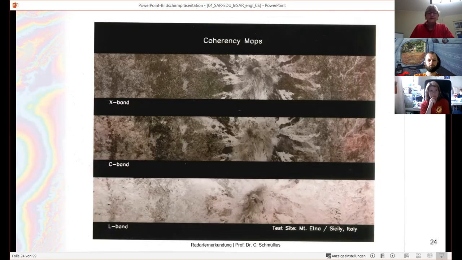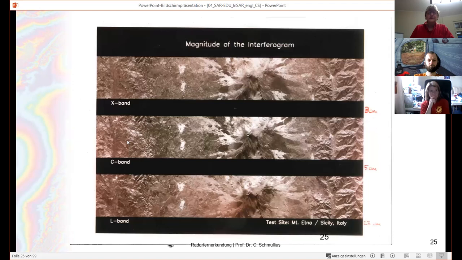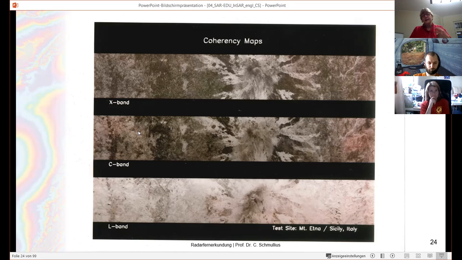Okay, and again, we see here also variation on that land cover part that we do not see so well here in the amplitude. So it's really an unconnected additional information on the surface geometry.